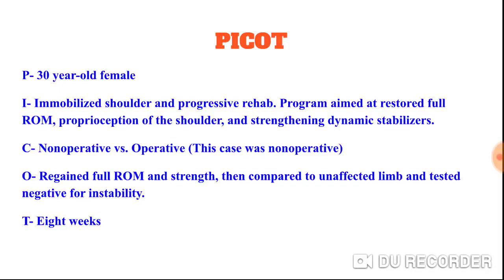And then the outcome was that she ended up regaining full range of motion and strength. Then the affected shoulder was compared to the unaffected shoulder, and the affected shoulder was eventually tested negative for instability. And the whole course of this took about 8 weeks with the time.